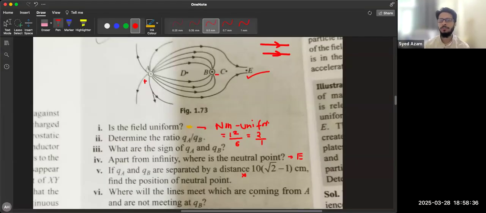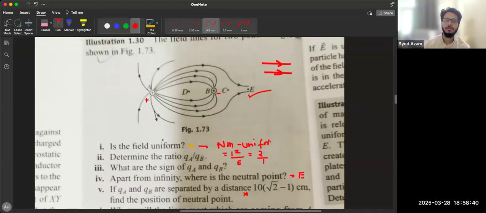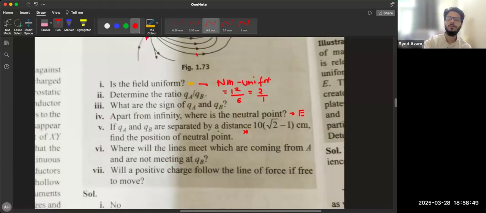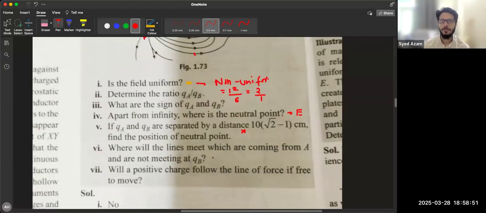Where will the lines meet which are coming from A and not meeting at QB? These are the lines which are coming from A, but they are not going into B. Where are they going? They are going to infinity.